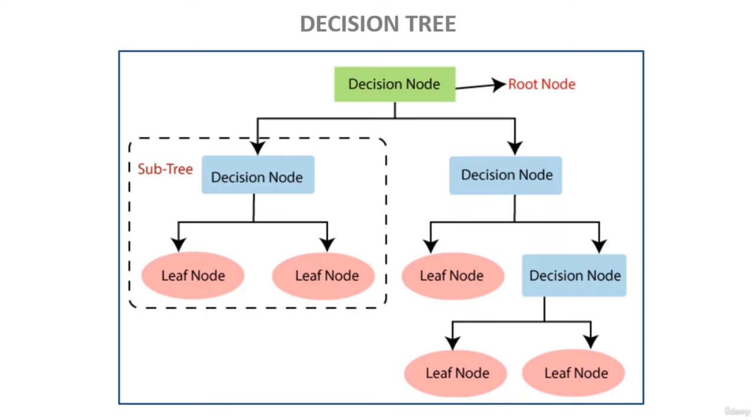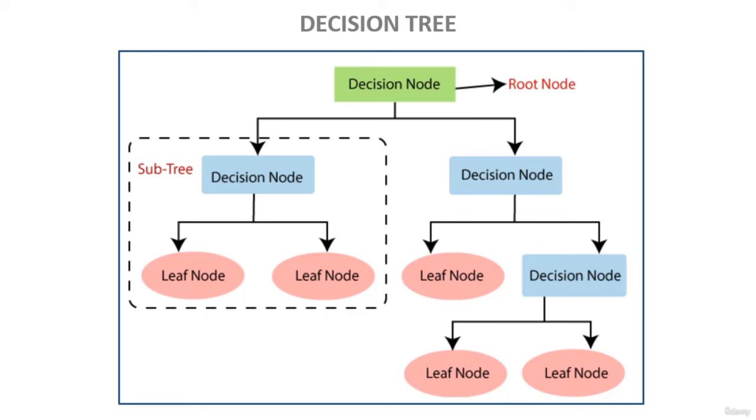A few of the most commonly used selection measures are, first of all, information gain, which is based on the concept of entropy, that is, uncertainty associated with a random variable. It is calculated as the amount of information gained about a random variable or signal from observing another random variable.